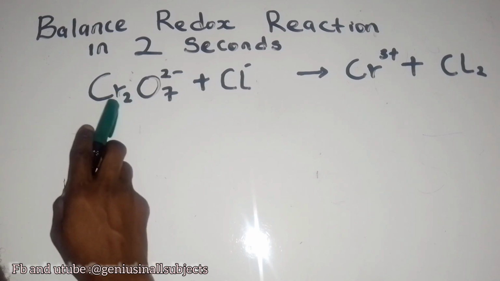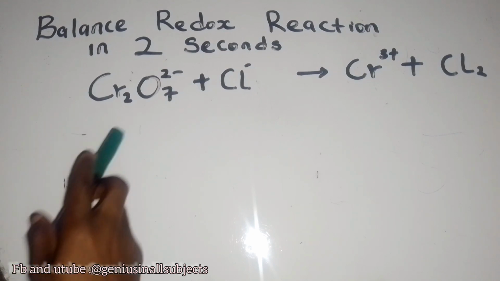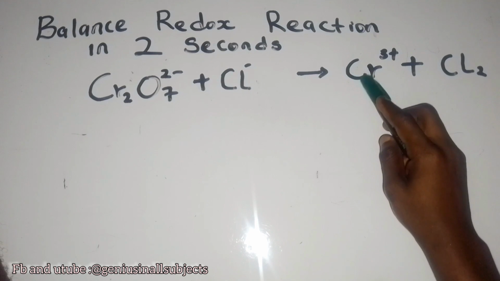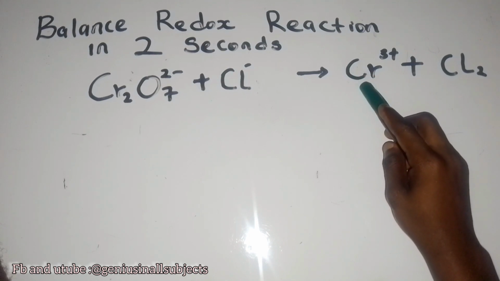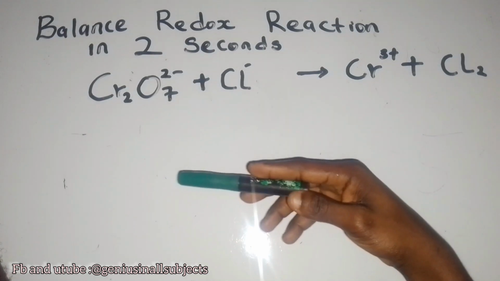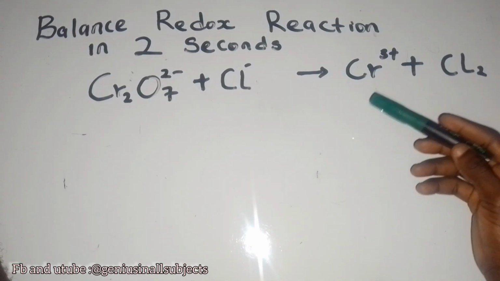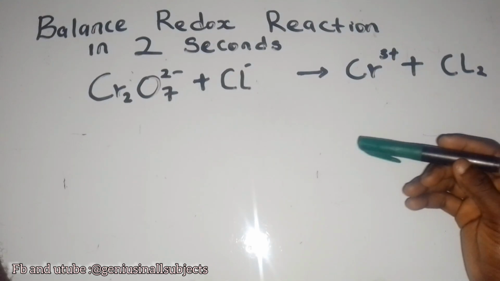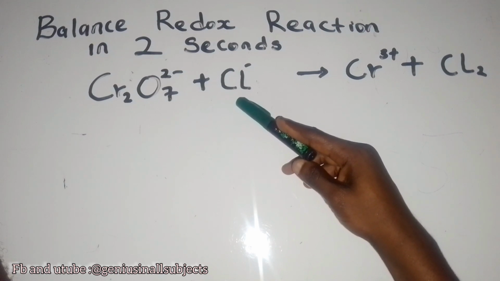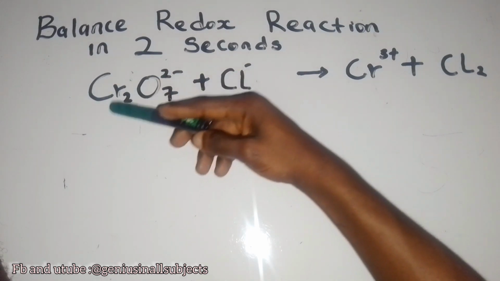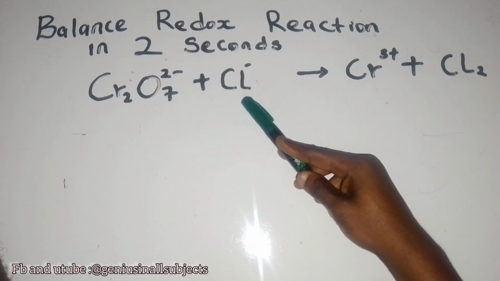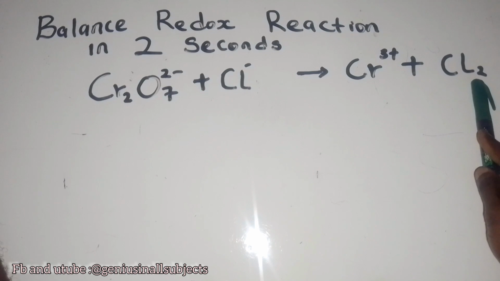So this particular element here is oxidized. And mind you, if it is oxidized here, then it should be reduced on the other side. So take note of that. If on the left hand side it's oxidized, then coming to the right hand side, it should be reduced. So in this case, since chromium is oxidized, that means chlorine is reduced. And coming to this side, chromium is oxidized.